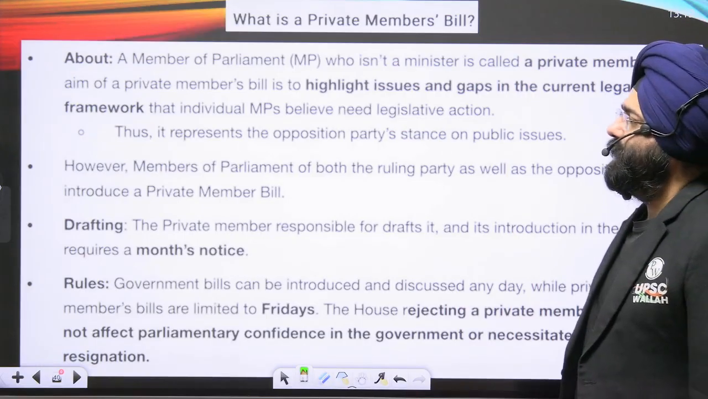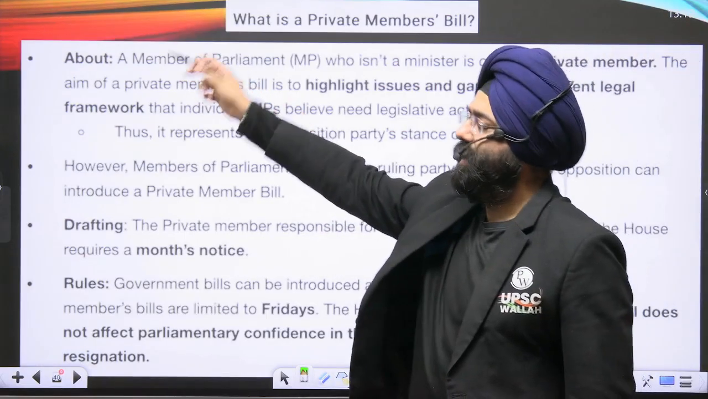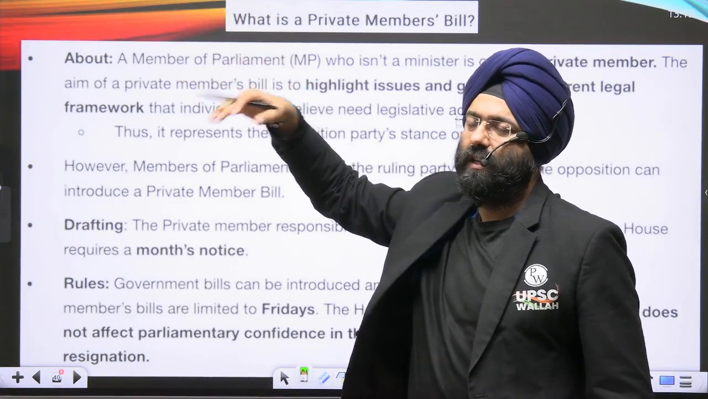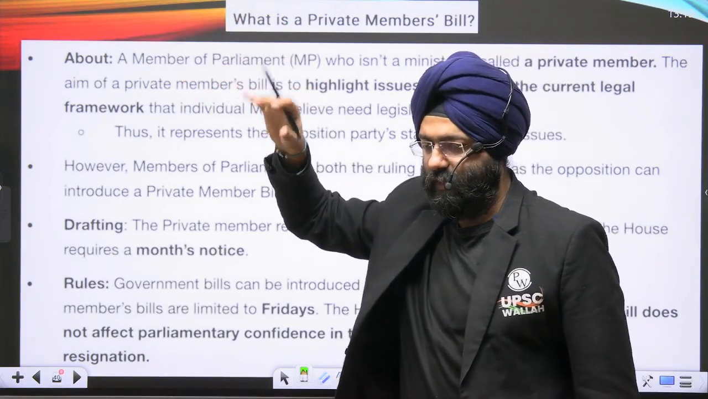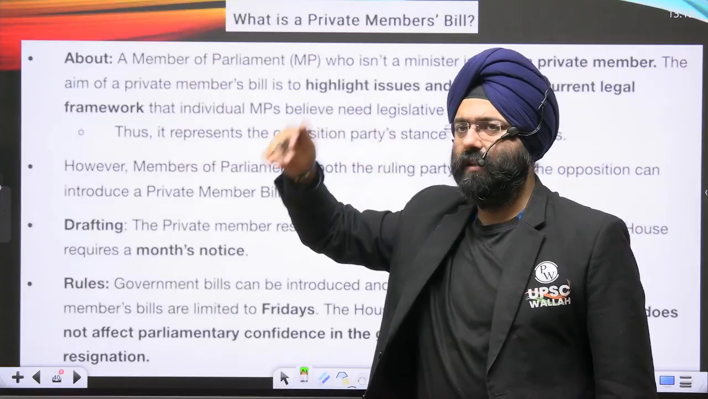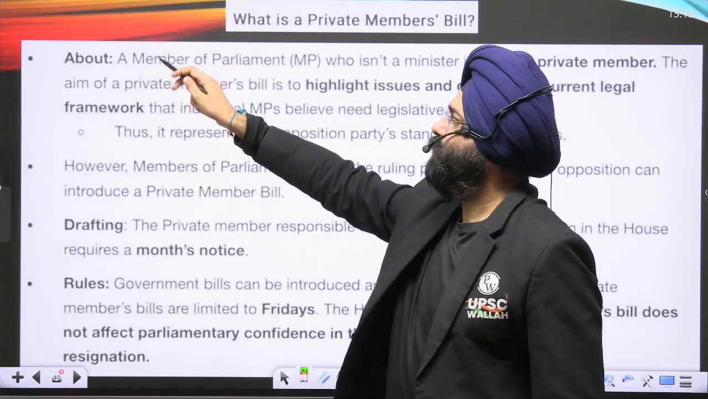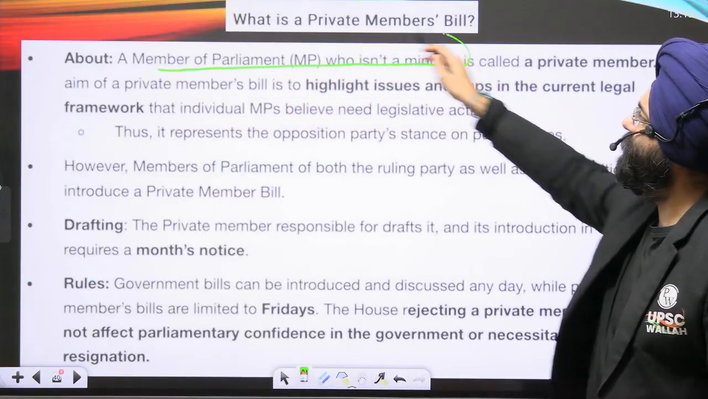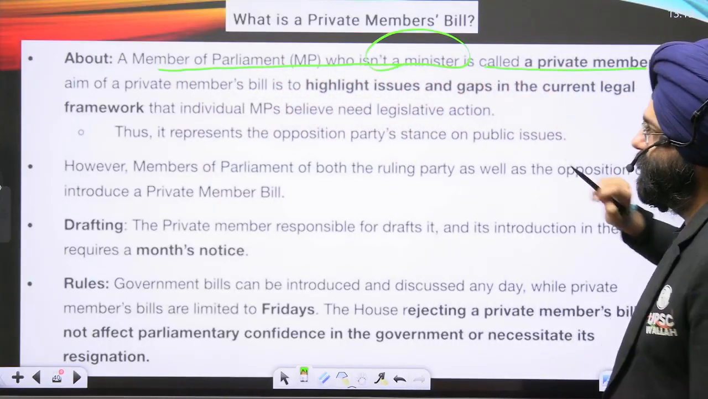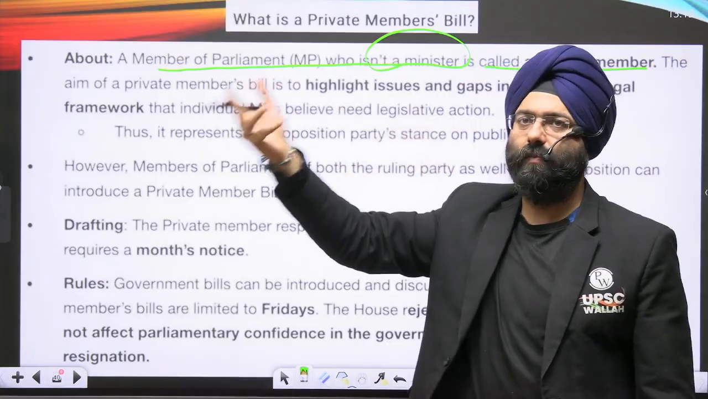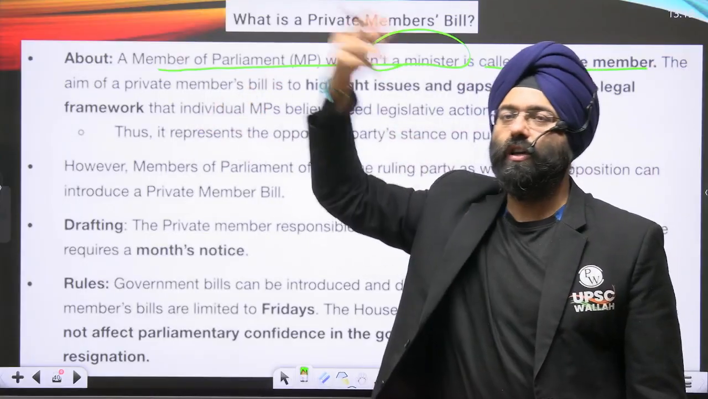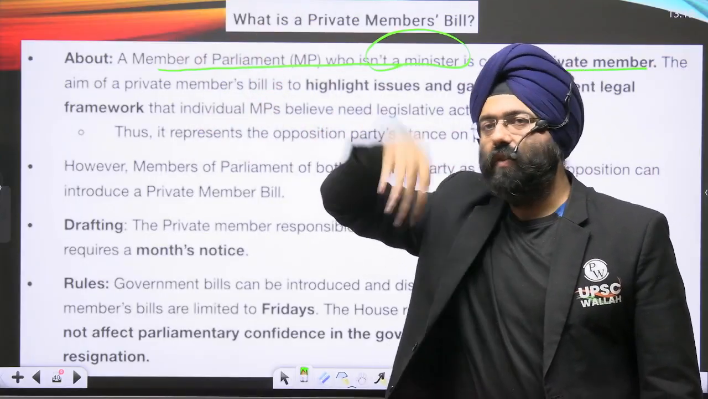Now see, what is a private member bill? In simple words, a bill that is introduced in the Rajya Sabha or Lok Sabha, or for that matter a state legislature, not by a minister, is known as a private member bill. So a member of parliament who isn't a minister is called a private member. One who is not a minister is a private member, whether of the ruling government or the opposition; it doesn't make any difference.